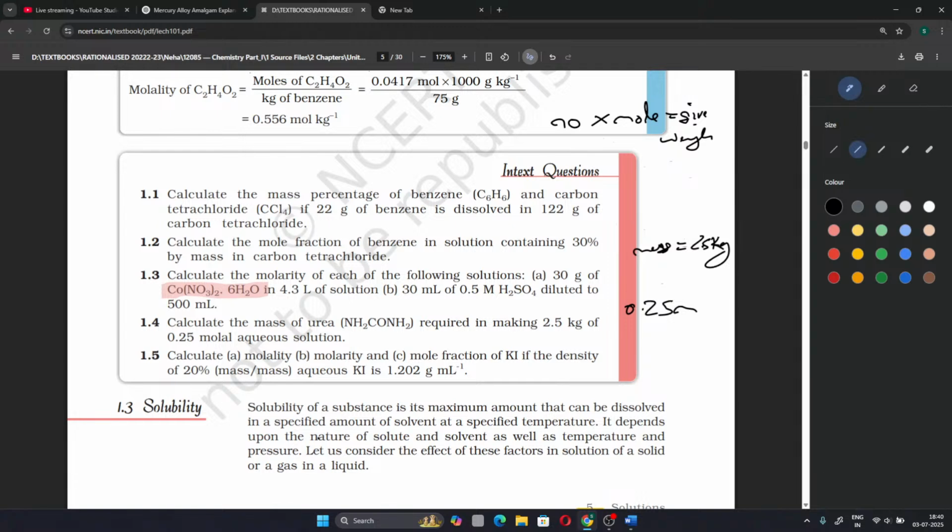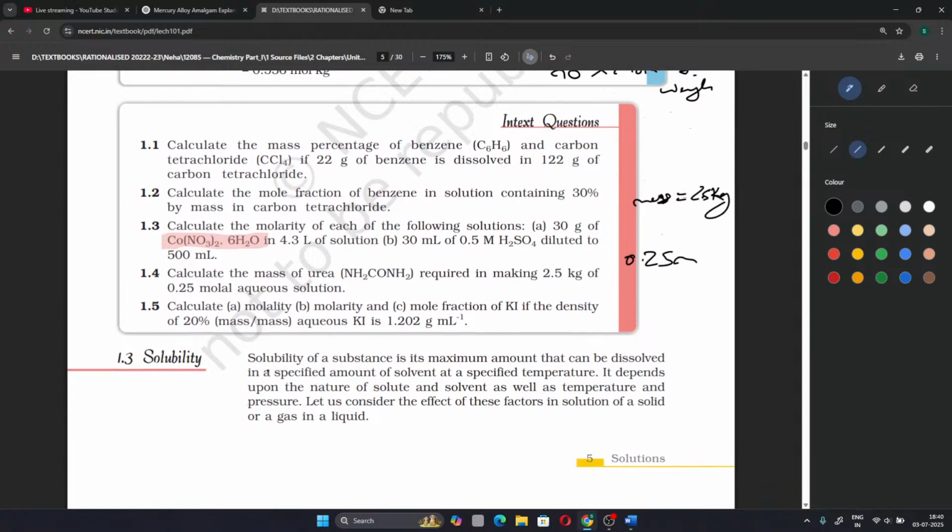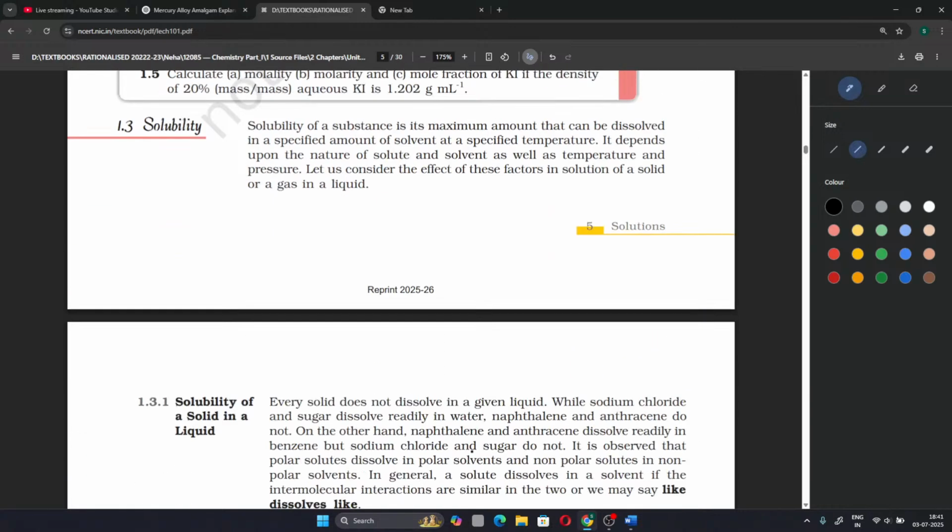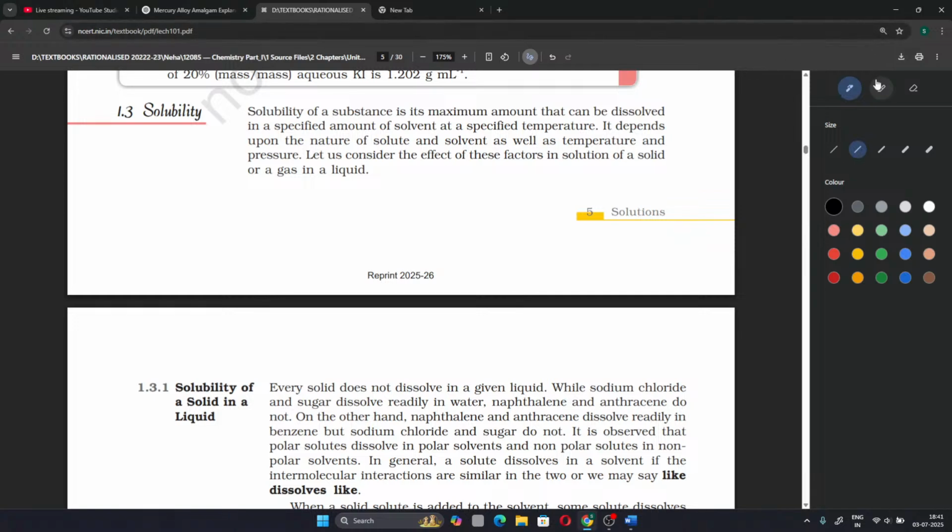Calculate the molarity, molality, and mole fraction of potassium iodide if the density of 20% mass by mass aqueous KI is 1.202 grams per milliliter. There is a specific formula for this, and using density, we will get the answer. I do not remember the formula, so I will not be giving it to you.